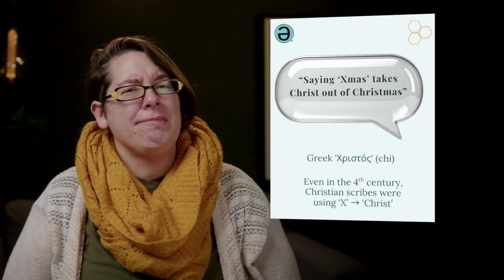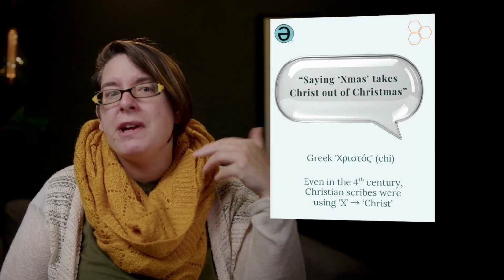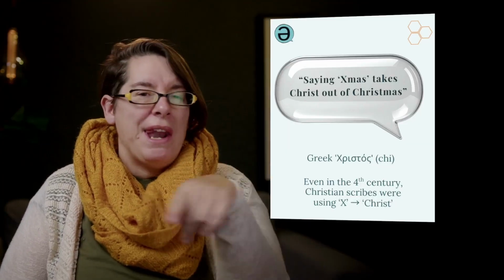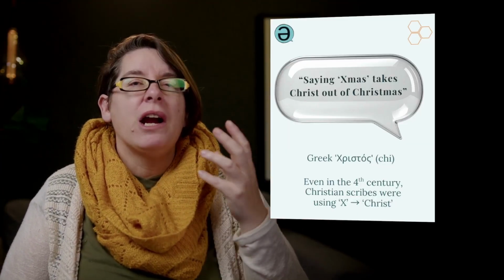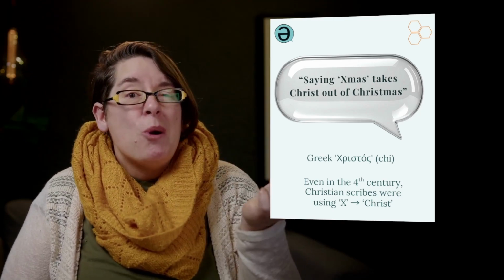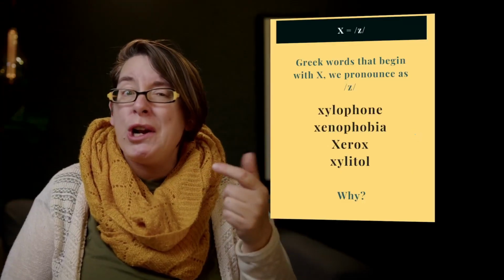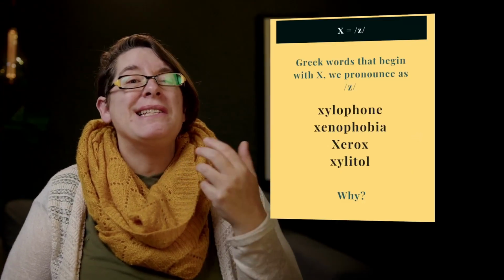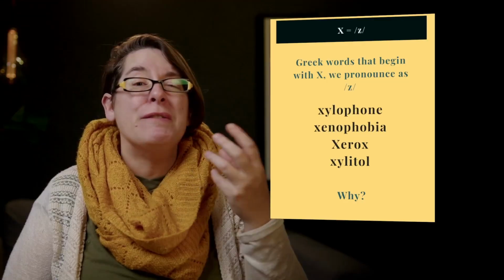But I was like, not really, because actually, way back in like the 4th century, Christians were already using an X, because it actually came from Greek, from the letter Chi, for Christos. So what people might know, because these days when we see an X in a Greek-rooted word, is that we actually say the Z sound, like in xylophone or xenophobia.